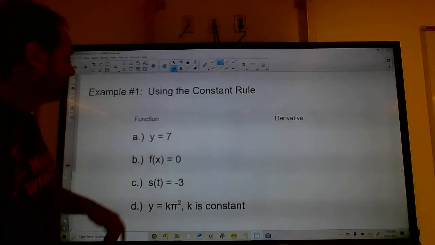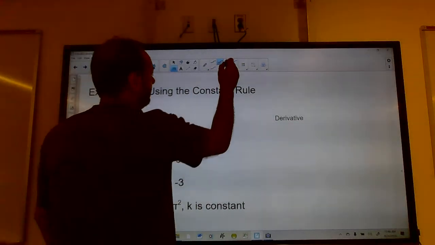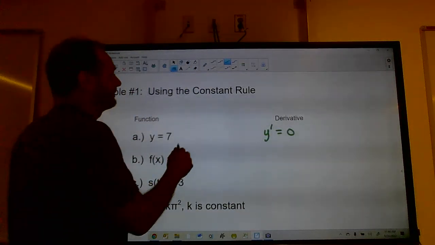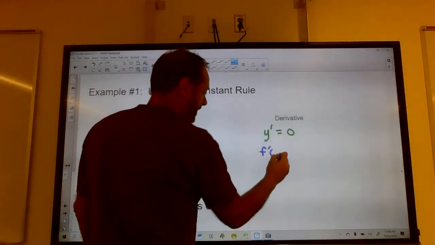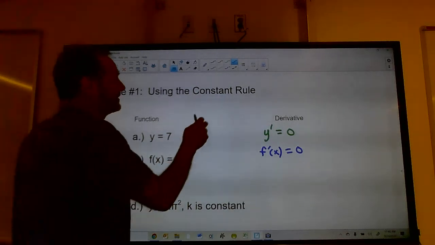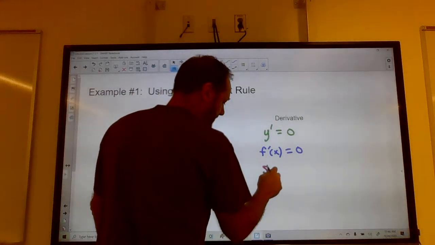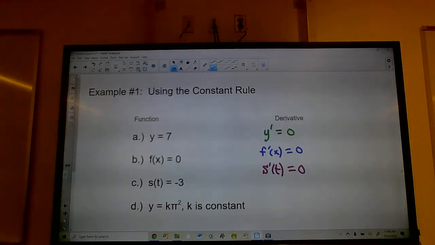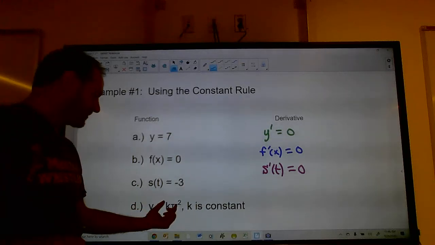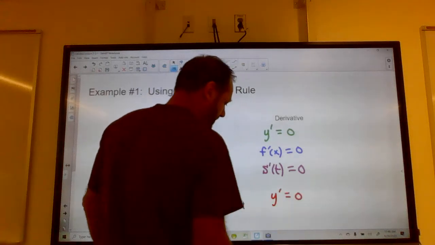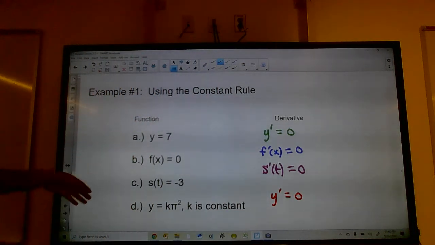So here, if y is 7, what's the derivative? Well, y prime is 0. If f of x is 0, f prime of x is 0. If s of t is negative 3, then s prime of t is 0. And if y equals k times pi squared, where k is a constant, then this is just another constant. And so we would say that y prime is 0. So very simple.